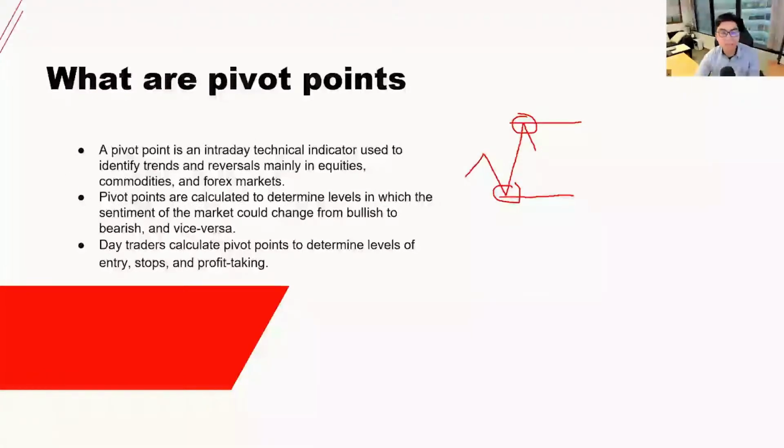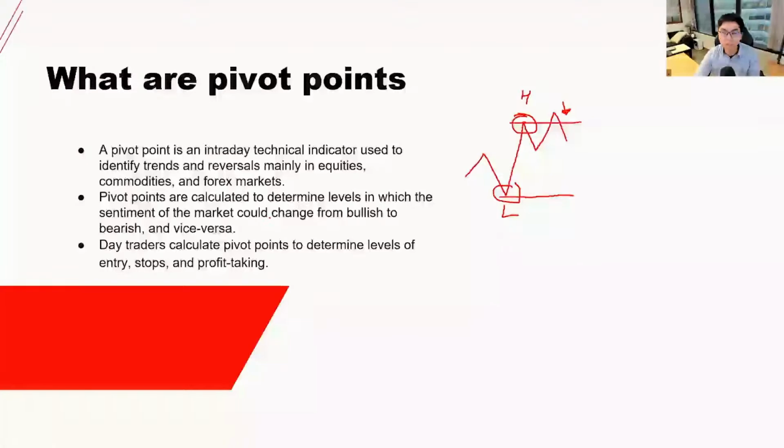A pivot point is an intraday technical indicator used to identify trends and reversals, mainly in equities, commodities, and the Forex markets. With all these reversals, I personally use something very similar to pivots. With the high and the low, I like to catch that reversal back in, but of course with some confirmation. Maybe later I can share how I do that.